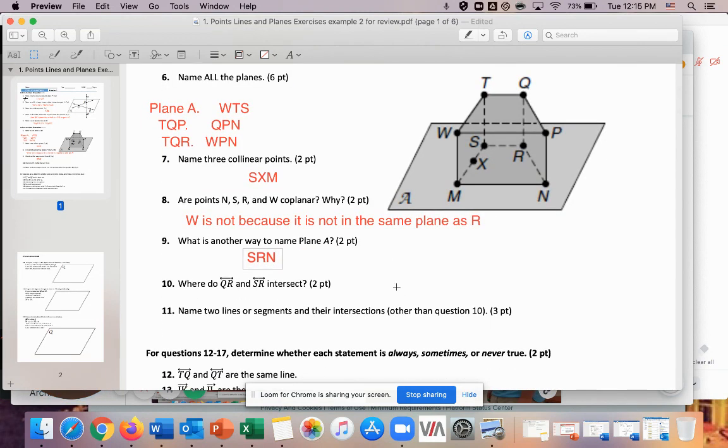And then where do QR and SR intersect? So there's SR right there, and there's QR, and it looks like they intersect at point R. So I'll go ahead and write that.